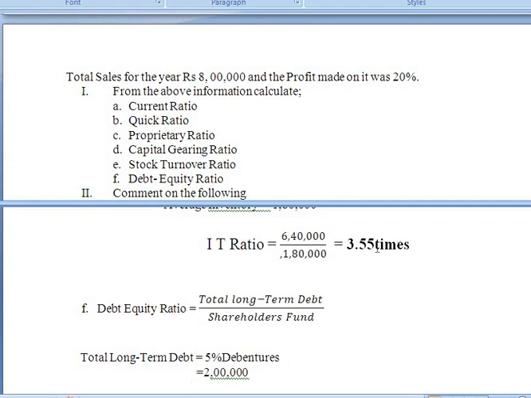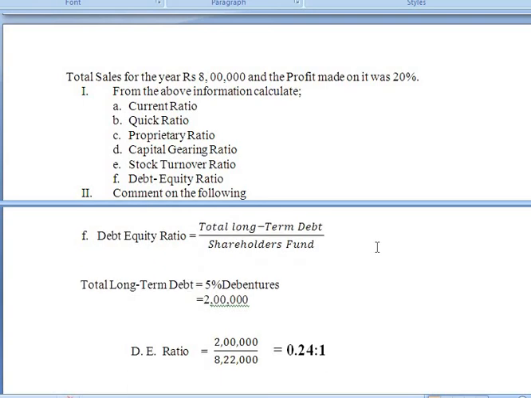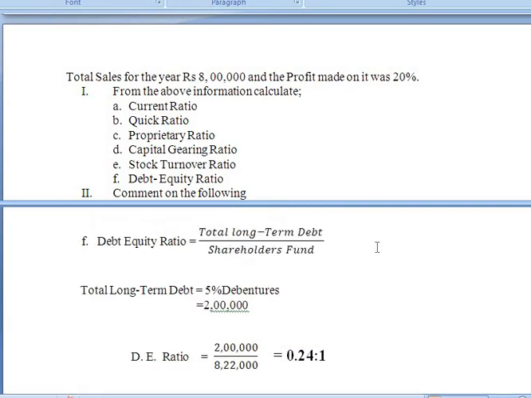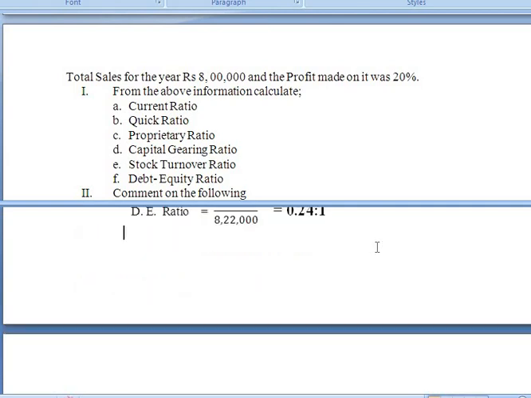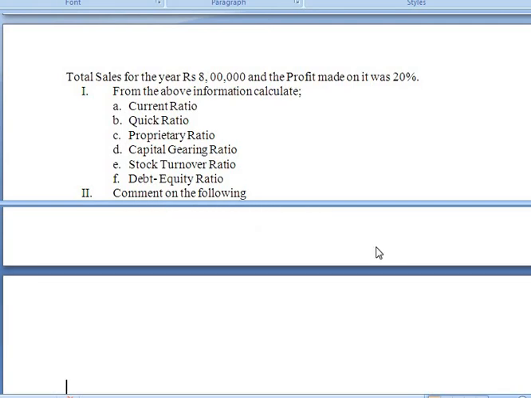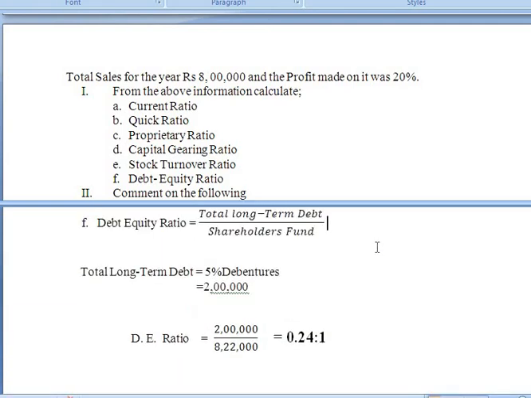Next one, debt equity ratio. Formula is total long term debt divided by shareholders fund. Total long term debt is only one, that is 5% debentures, and shareholders funds is 8,22,000, which we have already calculated. So therefore debt equity ratio is 0.24:1. Okay, so these are the various ratios we had to find out.